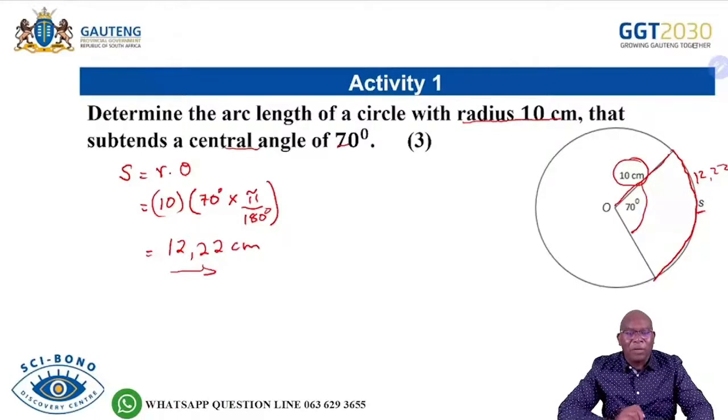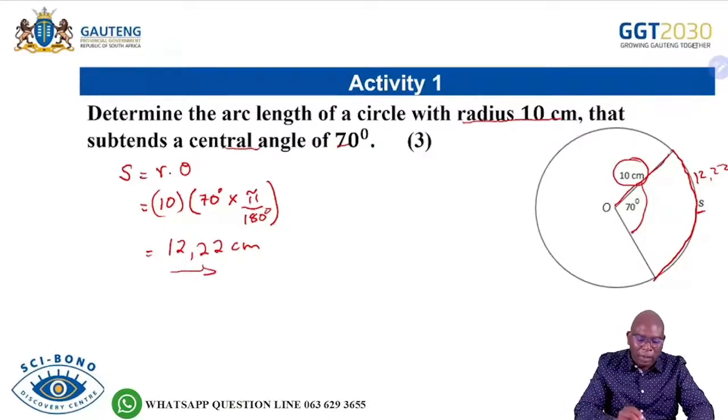You see? If you don't change the degrees to radians, then you are going to get 10 multiplied by 70, which is 700. That length cannot be 700 centimeters. So that's where you multiply by your pi, then divide by 180 degrees, and your answer becomes 12,22.